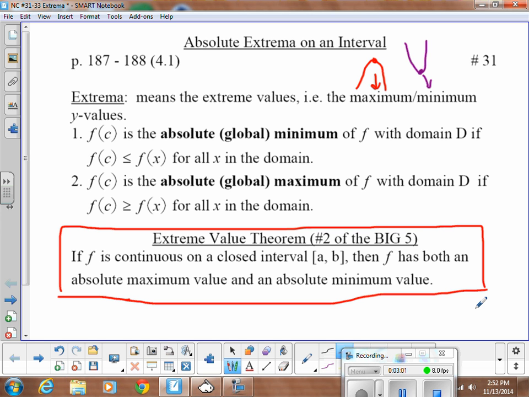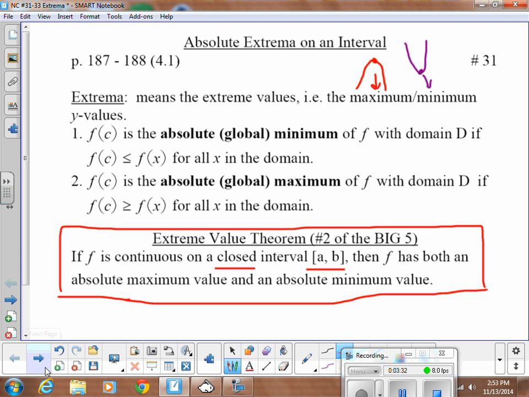Well, the extreme value theorem is also something that just makes sense. It's telling me if f is continuous on a closed interval, and this is important because it has to be closed, so remember, brackets mean it includes the value, then f has both an absolute maximum value and an absolute minimum. So if it's continuous on a closed interval, there is going to be an absolute max and absolute min, the highest point and the lowest point on the graph. There's going to be those 2 points.